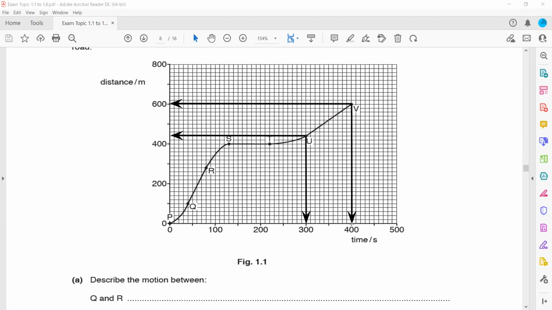Yes, Mister, it's 160 over 100. Yeah, so the numbers, because see, each box is representing 20. There are 10 boxes from 0 to 200, so each box is representing 20. So this is 440 to 600, so that is 160. And from 300 to 400, that is 100. So that is equal to 1.6 meter per second.